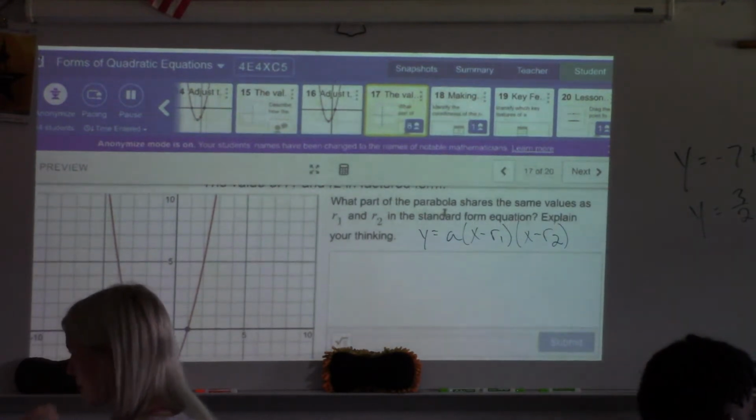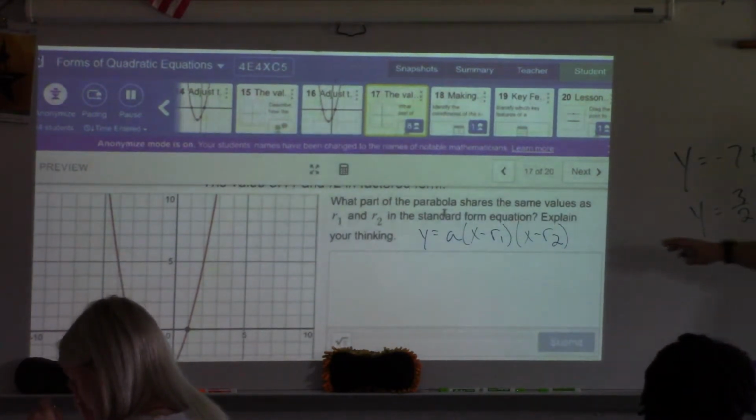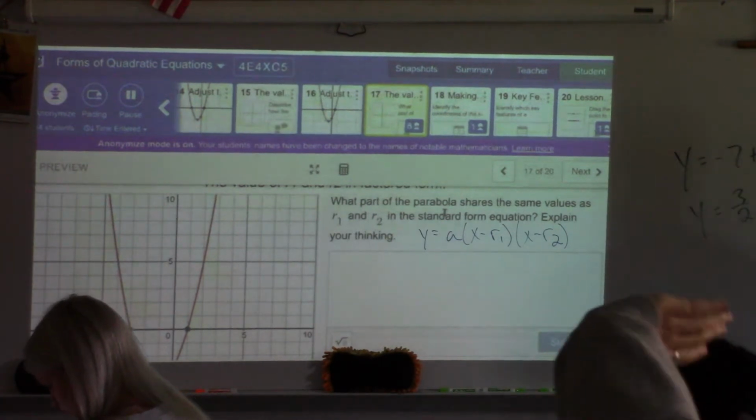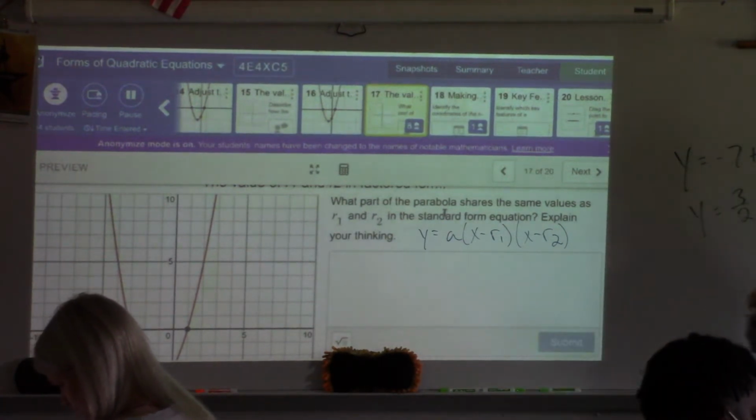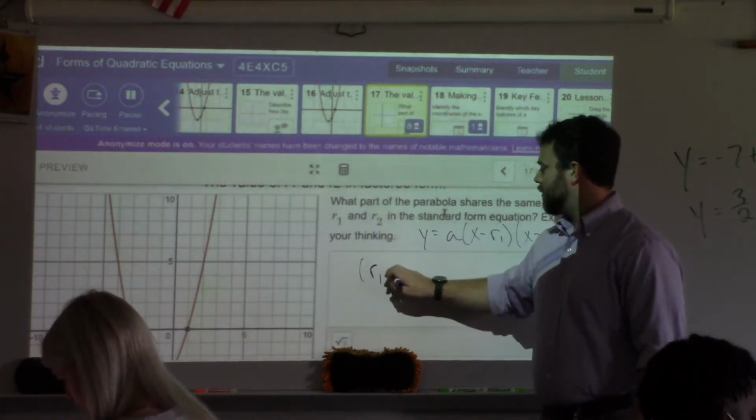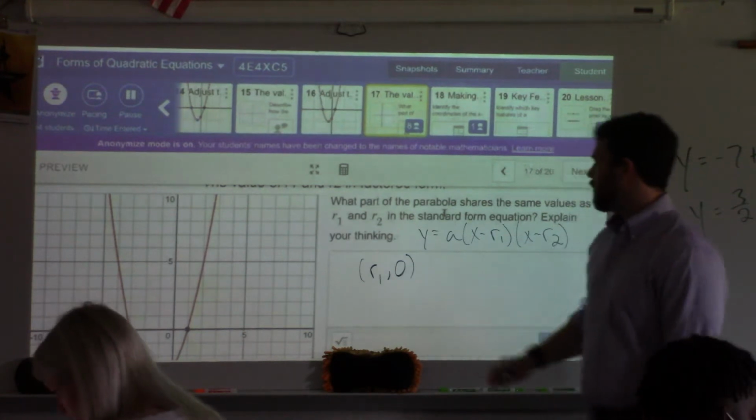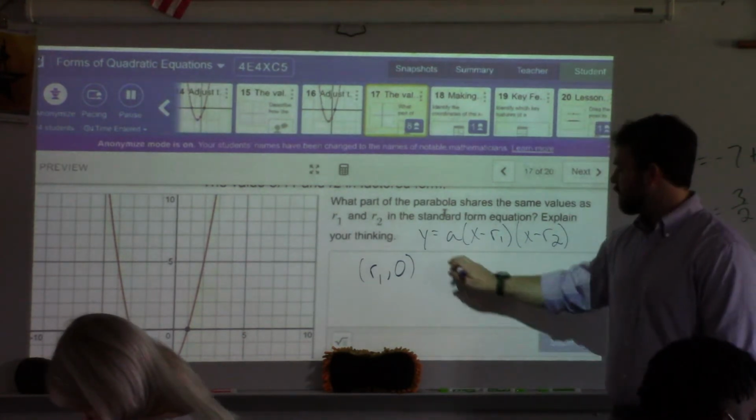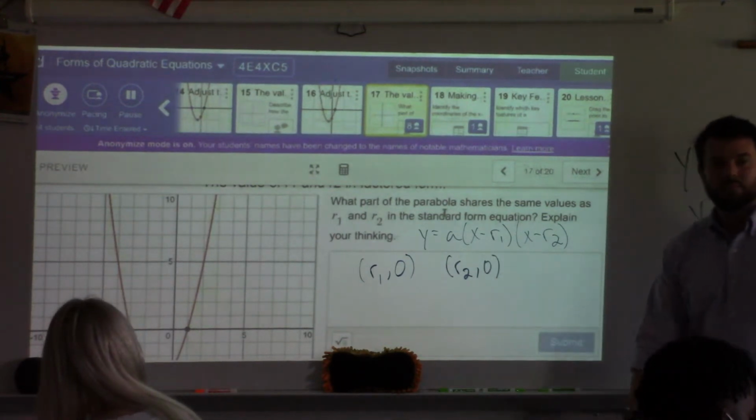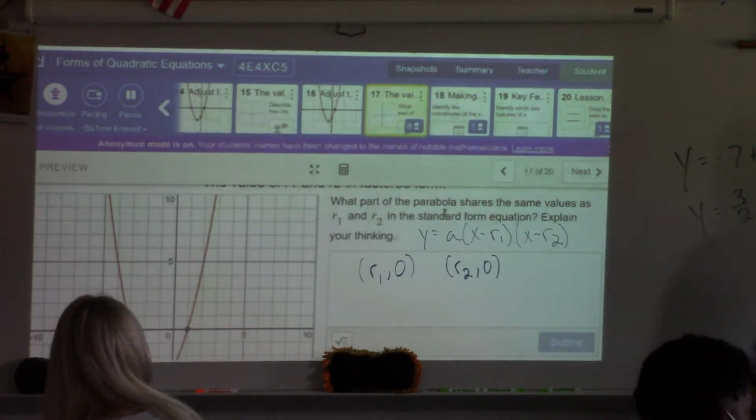Right, so I've got this generalized equation, a times x minus r1 times x minus r2. So how would I actually write those x-intercepts? You have to do two of them. The first one will be parenthesis r1, comma, 0, parenthesis. And the next one will be parenthesis r2, comma, 0, parenthesis. That's how I do it. What do you think about that, Nathan?